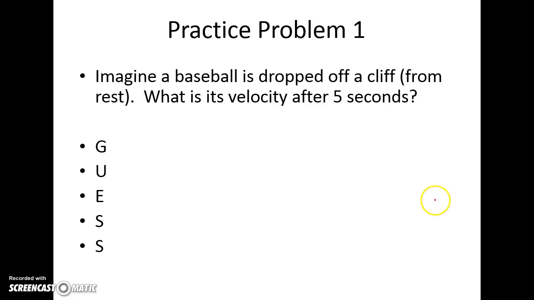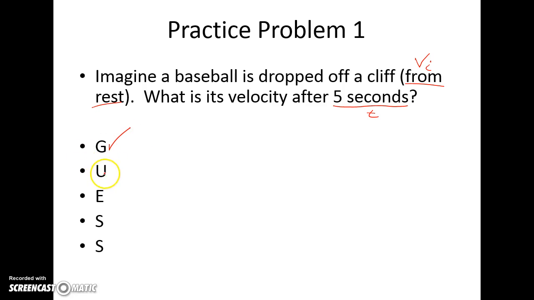So here's the first practice problem we did in class. Imagine a baseball is dropped off a cliff from rest. What is its velocity after 5 seconds? So here's my deal. I'm going to go through the GUESS method. The first thing I have to do is underline my givens. So from rest, we know that's a given. From rest means 0. And if we started that way, we're going to say that's our V1, our initial velocity. All right. And what is its velocity after 5 seconds? I'm going to say that's the time. It helps when I'm underlining my givens to label them as well.